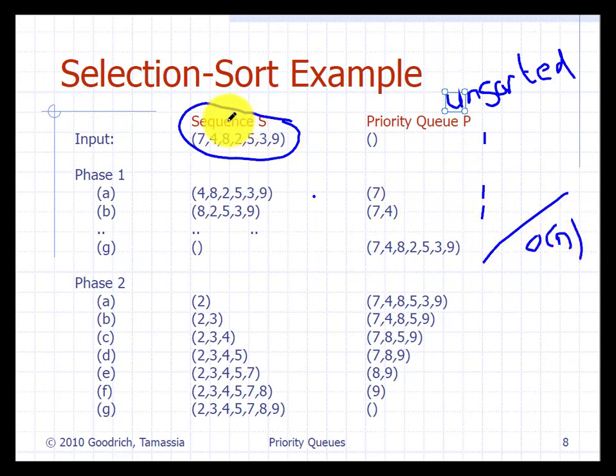And then what we do is, once we've added all of the entries of the sequence into the priority queue, we then just have to remove the min. So to find the minimum here, this will be n. To find the minimum here, this will be n minus 1. To find the minimum here, it would be n minus 2. To find the minimum here, it would be 2. To find the minimum here, it will be 1.